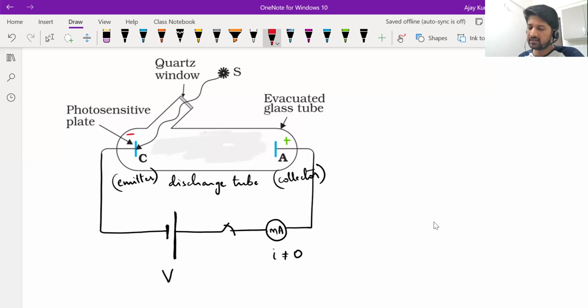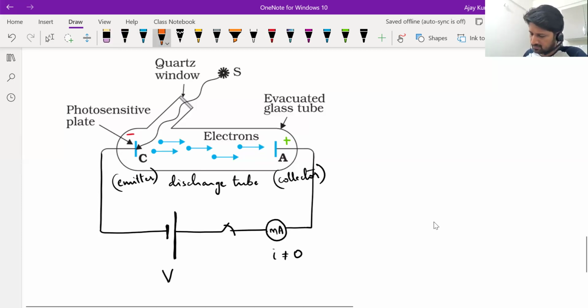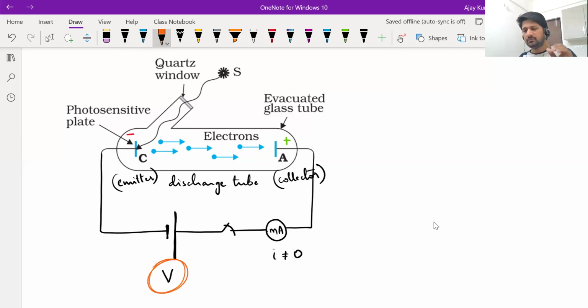So they found that when radiation is incident on the emitter plate, the current is non-zero, and that can only be explained in terms of electrons, or by assuming electrons are somehow getting transferred from the emitter plate to the collector plate. So the radiation is helping electrons leave the emitter plate, and then the potential difference that we applied here is helping the electrons move from emitter plate to the collector plate and complete the circuit.